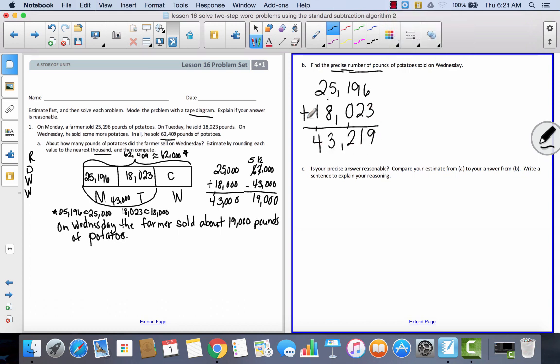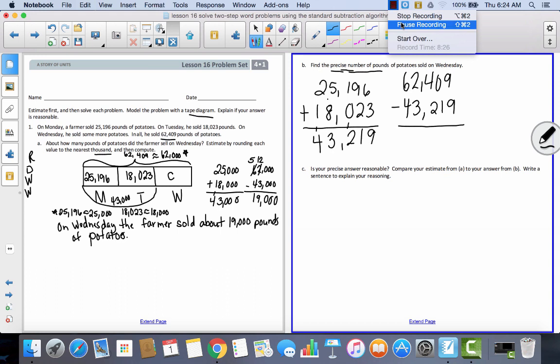Okay, so you can see that I went ahead and found the sum, and I found the sum to be 43,219, pretty close to our estimate. And now I'm going to find the exact answer of C. So I have to find the total, again, which was 62,409, and now I'm going to subtract the total of Monday and Tuesday, which is 43,219. Go ahead and do that if you haven't done that already, and then we'll check our differences.